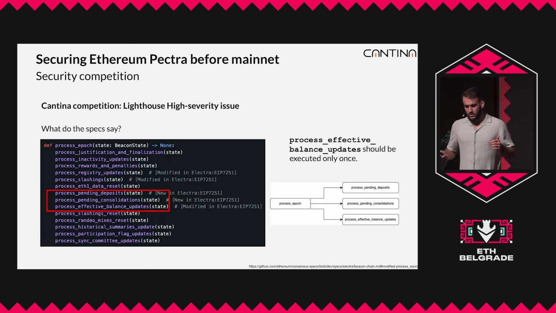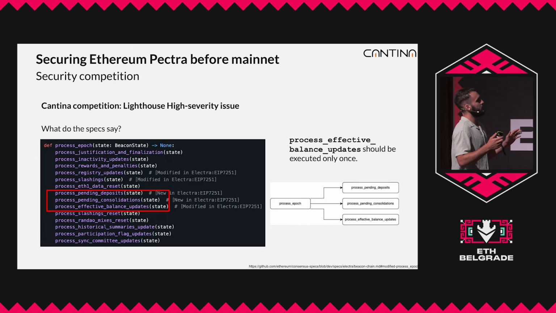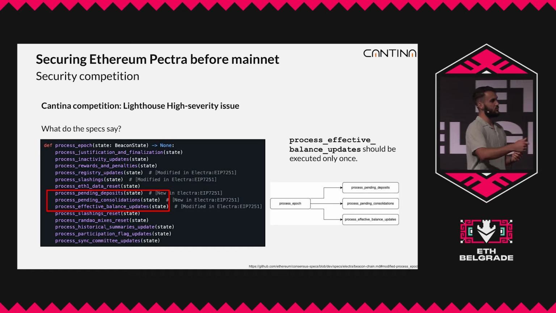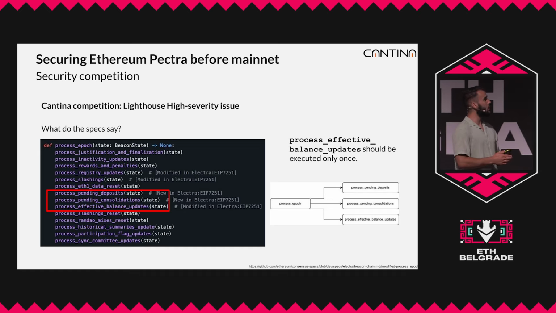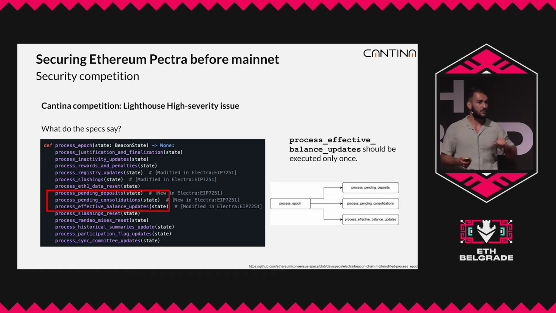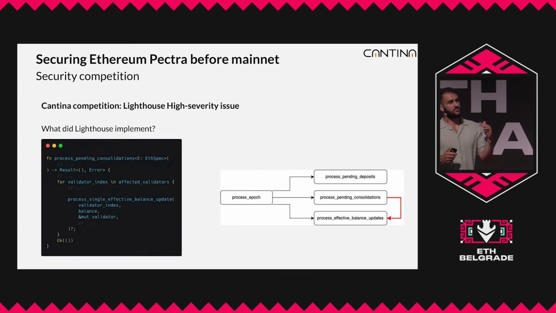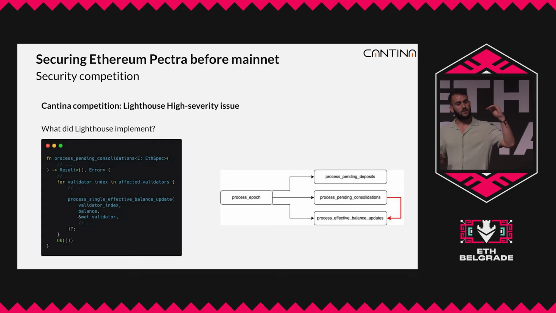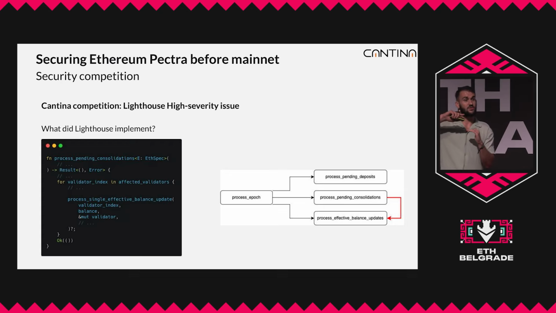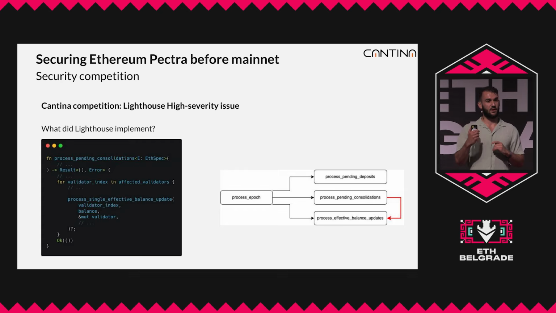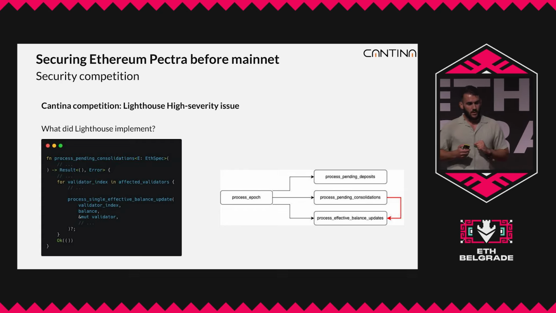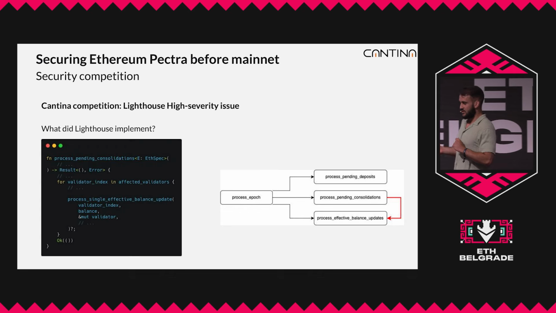So the spec says that at the end of an epoch, which is a collection of blocks, you have to process the pending deposits, process the pending consolidations, and then update the balance of the validators, which gives the graph we can see on the right. But what Lighthouse implemented was that in the process pending consolidation, it was doing a call to the process effective balance. So it was updating the balance.